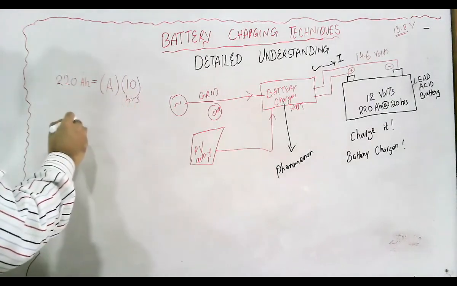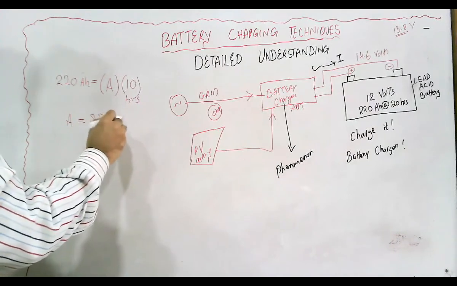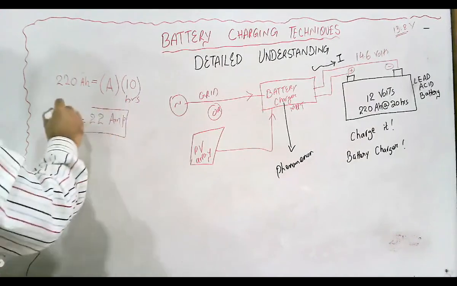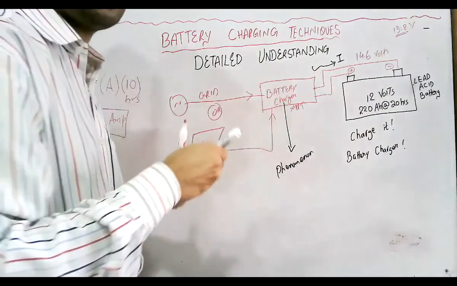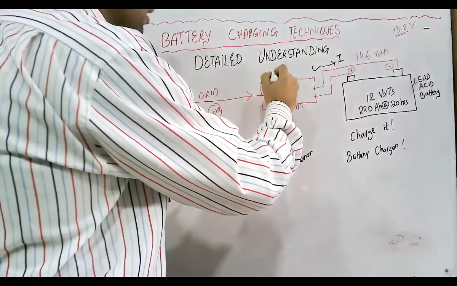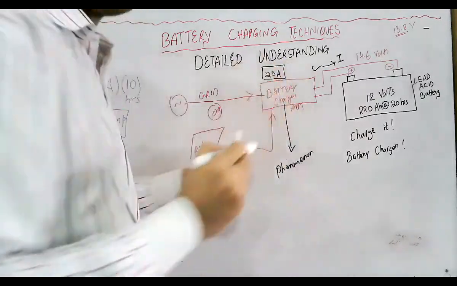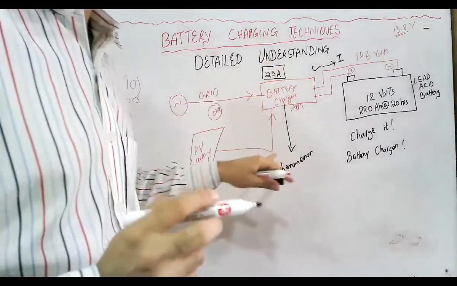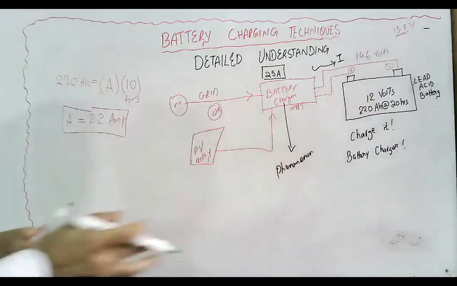So this battery will draw up to 220 amperes while charging. One thing is for sure, that your battery charger must be able to provide almost 25 amperes. So the battery charger should be rated as 25 ampere. It should be able to provide 25 amperes to the battery.